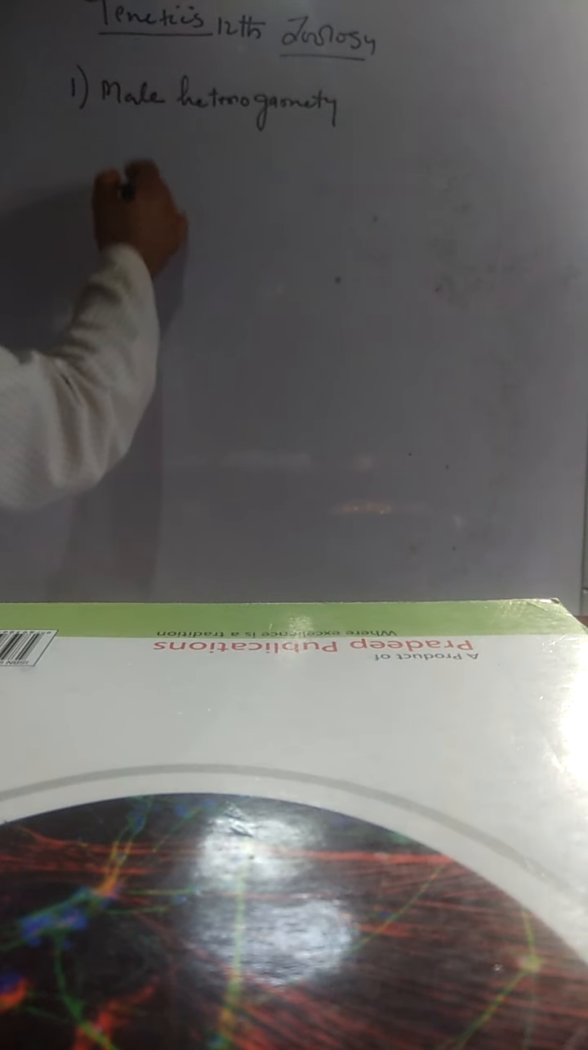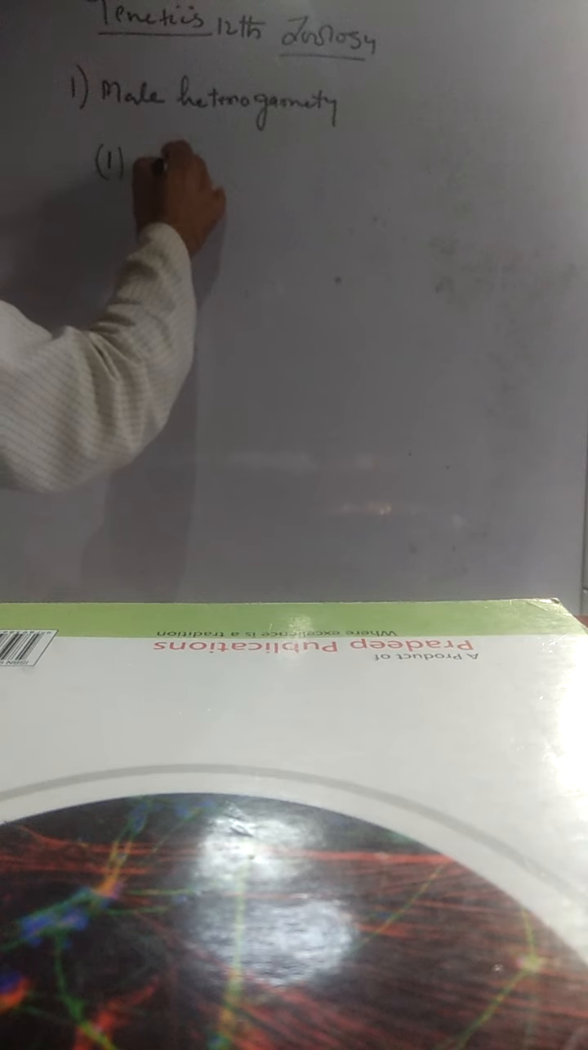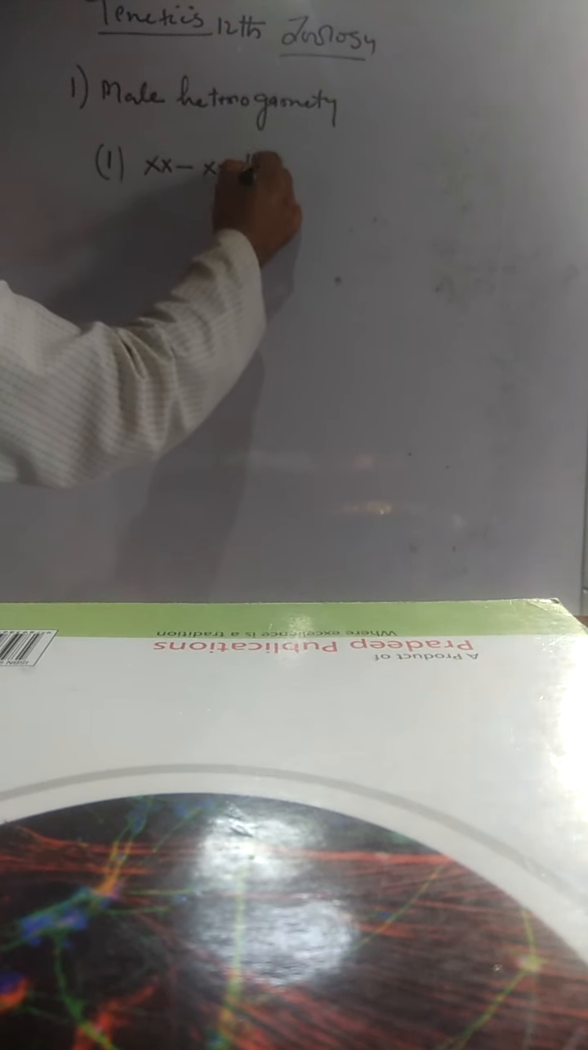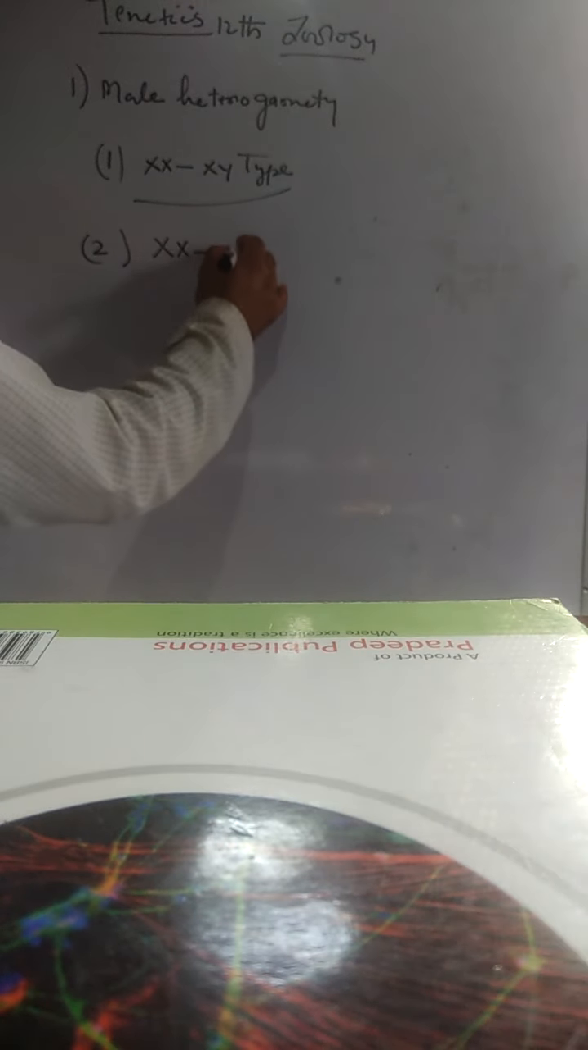The topic which we discussed in the last discussion is male heterogamety. This male heterogamety has two systems for determining sex in different animals. That is XX and XY type, which we have already discussed in human beings. The next system to be discussed here is XX and X0 type.